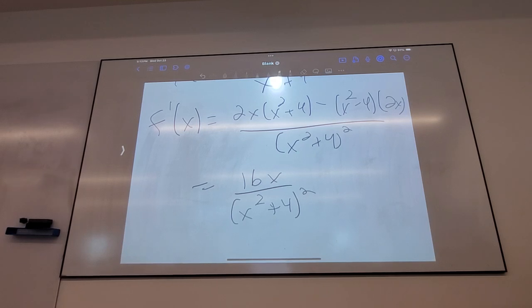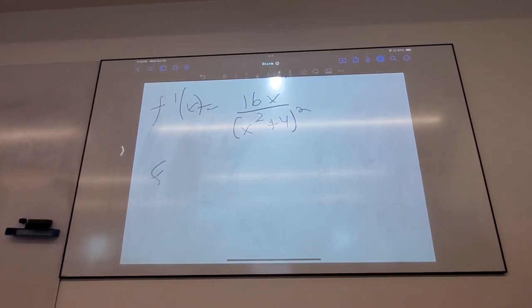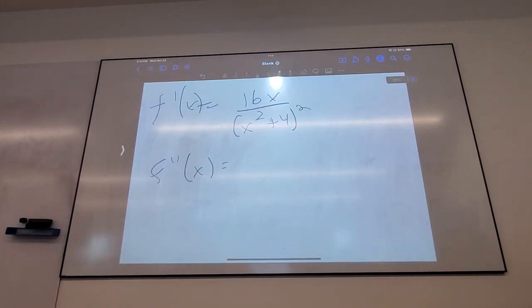Yes. So now if I want to do the second derivative so I can investigate concavity, what do I use? Quotient rule again. What's going to suck about that? The bottom's a little worse now, right? So every time you do a derivative, things get a little worse.